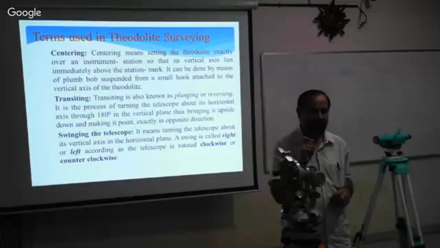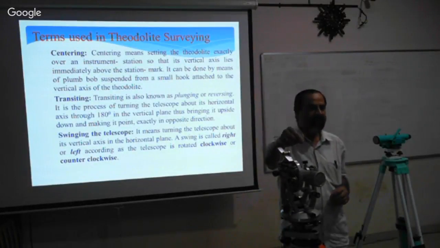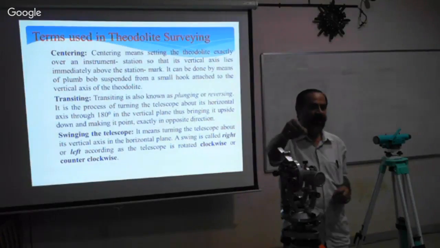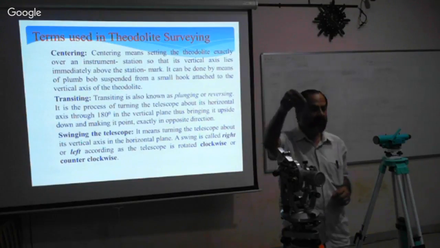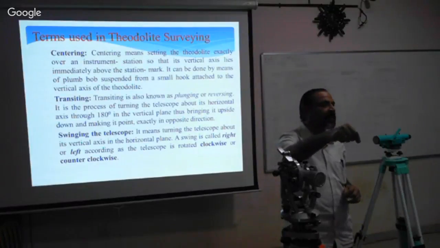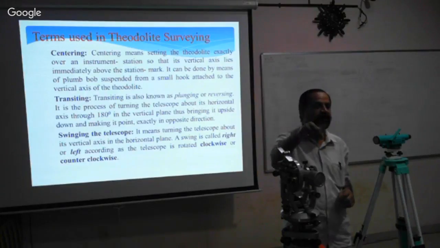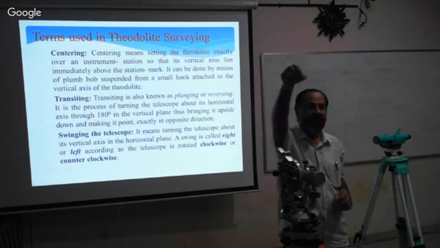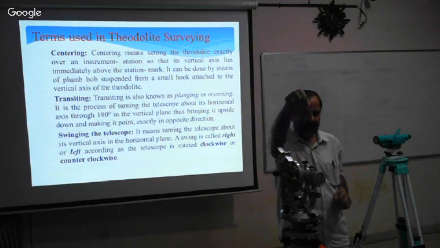Centering means keeping the instrument exactly over the station, using the plumb bob. Wherever you use this instrument, you keep it exactly over the station where it is required, setting it up using the plumb bob along the vertical axis.